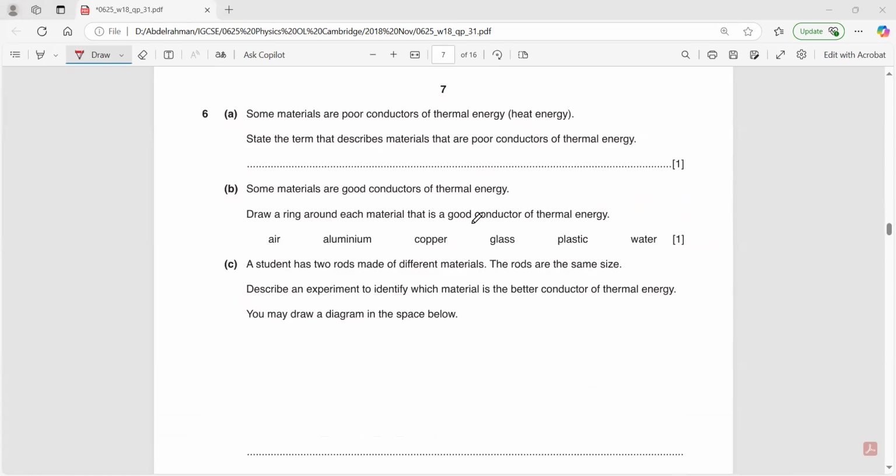Next question. State the term that describes the materials that are poor conductors of energy. Insulators. Draw a ring around each material that is a good conductor. Good conductors: we have aluminum and we have copper.